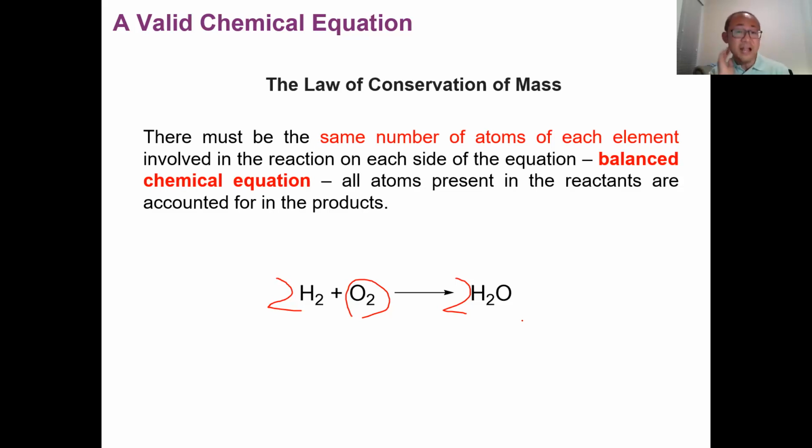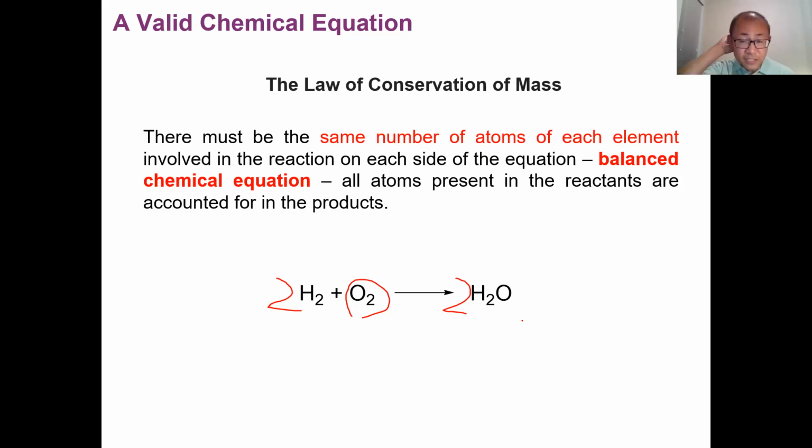So in that case, after I put 2 and 2 in front of hydrogen and water, I found out the reaction now has the same number of atoms of each element on both sides of the arrow. So this reaction is now balanced. Okay, it is now a balanced equation.